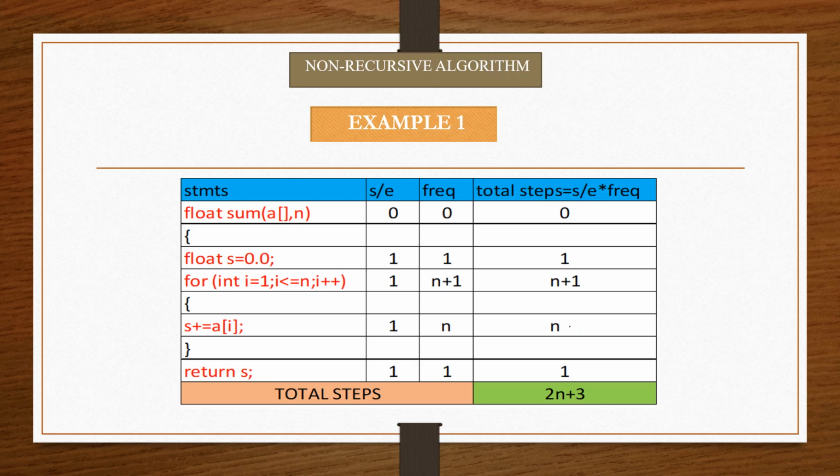And the return statement, this is also an executable statement. It will be executed once. The product of these two is here. So the summation of all these, that is 2n plus 3, will be the complexity, but we will represent it in terms of n only. So it is order of n.